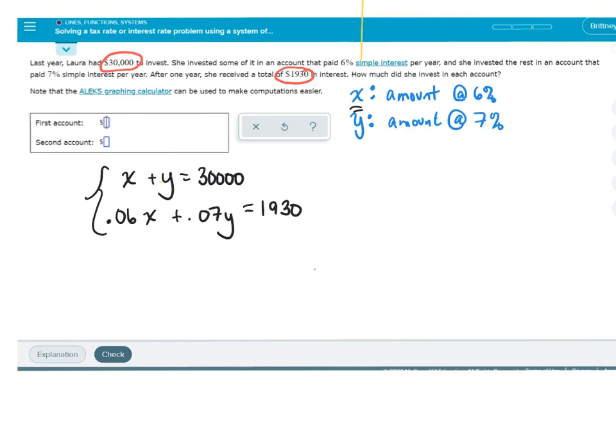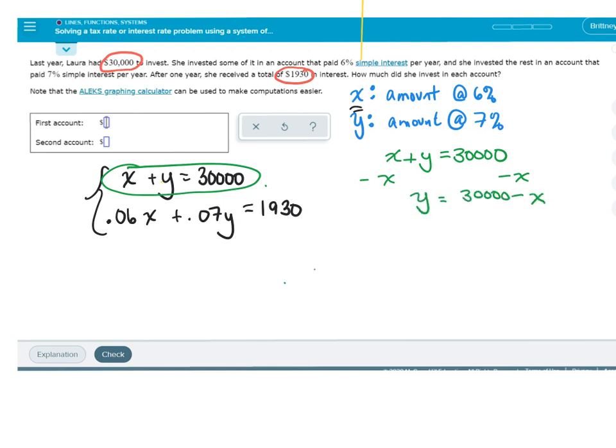Now, the ALEKS program tells you to use the graphing calculator. I think that's a bad idea. I think it's more work than it has to be. I'm just going to solve them algebraically. So what I'm going to do is take one equation and get y by itself. So if I have x plus y equals 30,000, I'll just simply subtract x from both sides. So y equals 30,000 minus x.